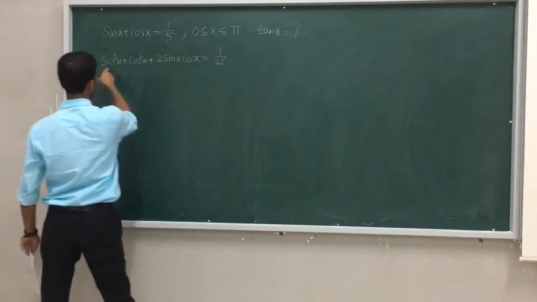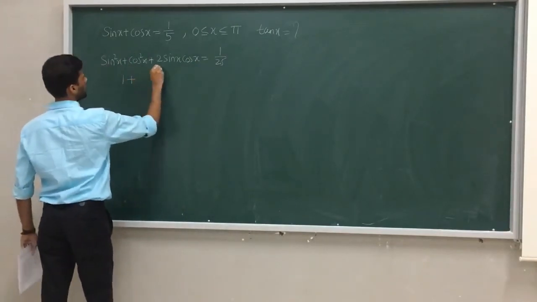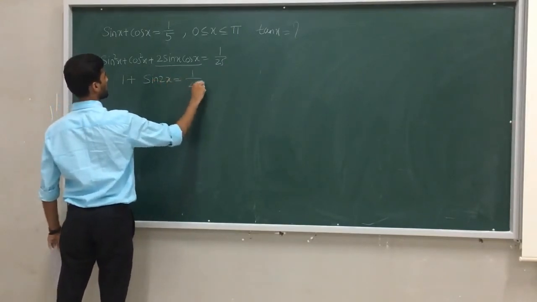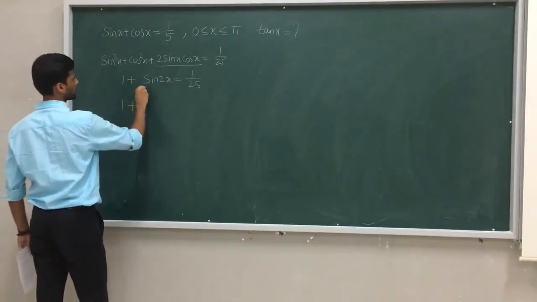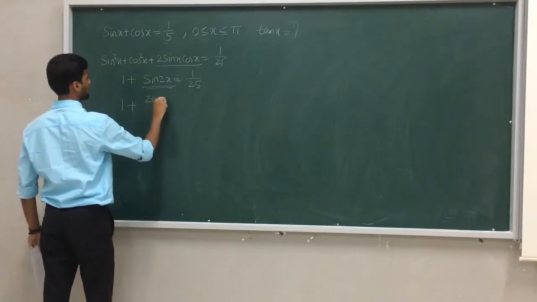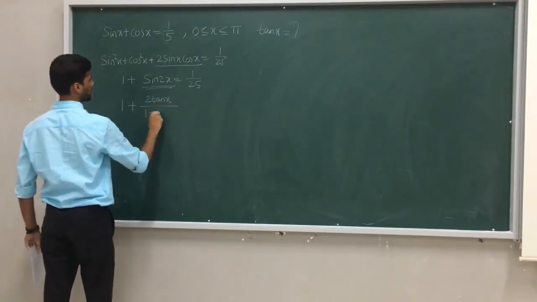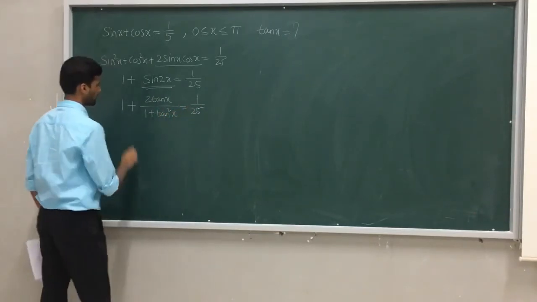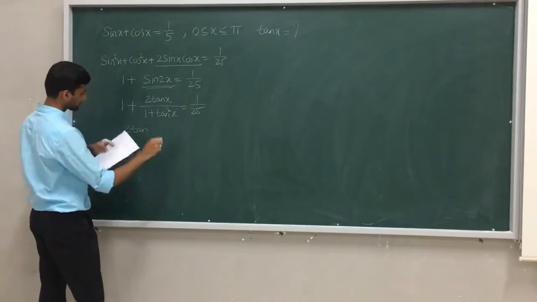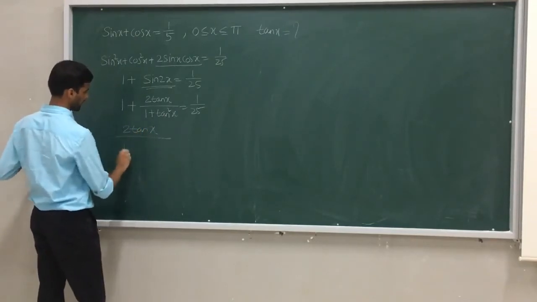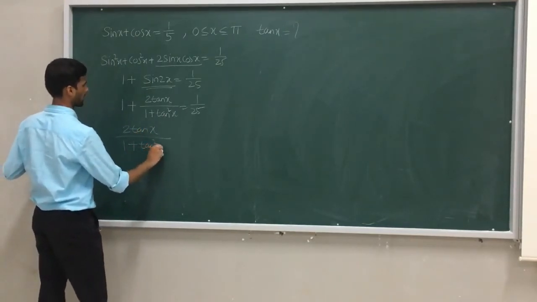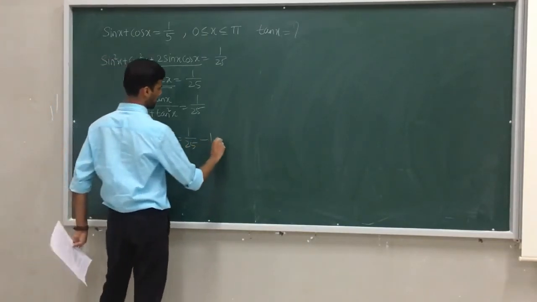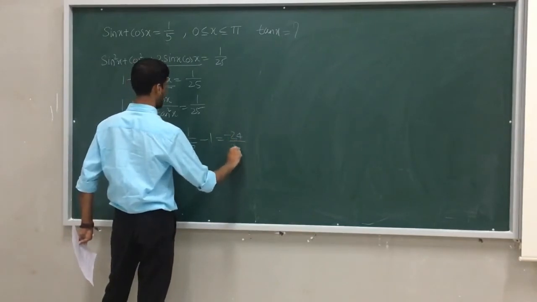Okay. So sin square x plus cos square x is 1. It is 1 plus this, which can be written as sin 2x, is equal to 1 by 25. Now I want tan. So sin 2x can be written as 2 tan x upon 1 plus tan square x, is equal to 1 by 25, right? So then we'll write 2 tan x upon 1 plus tan square x is equal to 1 by 25 minus 1. So 1 by 25 minus 1 is minus 24 by 25.